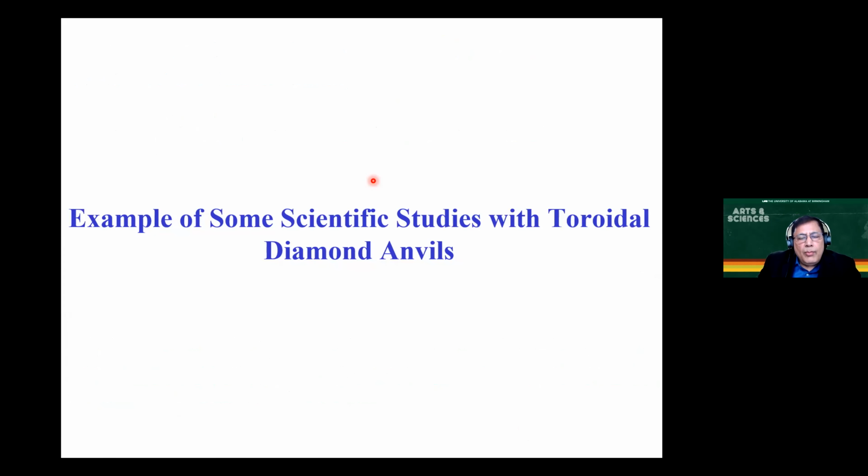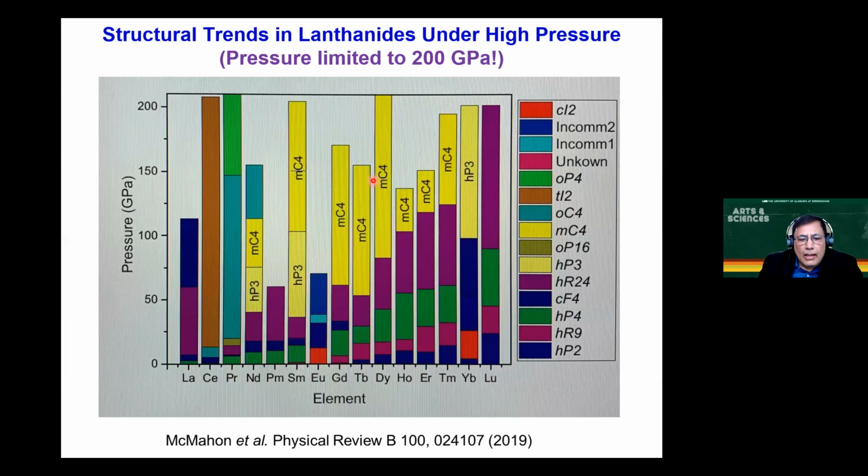Here are some specific examples where toroidal diamond anvils have added to the scientific studies and extended the pressure range of the materials which have been studied. This is a very recent plot from Malcolm McMahon, which showed the pressure versus these lanthanide elements and what structures we know of. You will see that for the past several decades, the high pressure one can get with these rare earth metals has been limited to 200 GPa. One of the prime reasons is that by the time you get to these pressures, these materials are very soft, and that has led to difficulty in actually obtaining very, very high pressures.